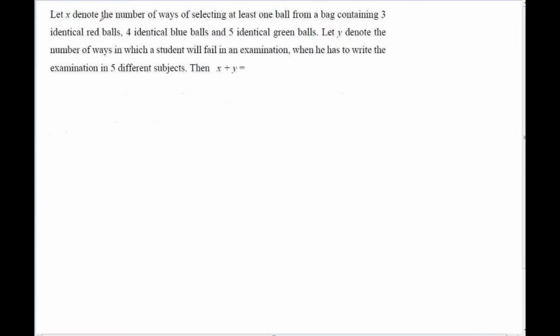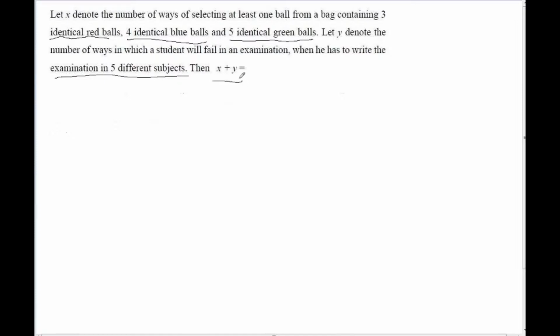Let X denote the number of ways of selecting at least one ball from a bag containing three identical red balls, four identical blue balls, and five identical green balls. And Y denotes the number of ways in which a student will fail in an examination when he has to write the examination in five different subjects. Then the value of X plus Y is dash.